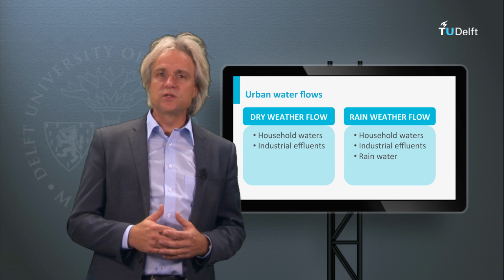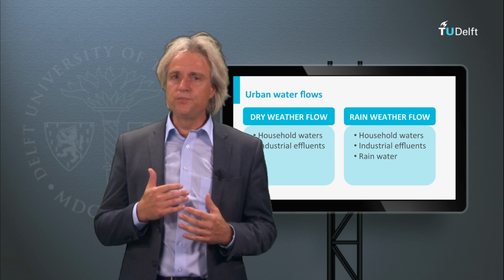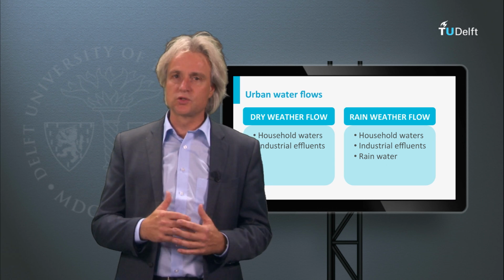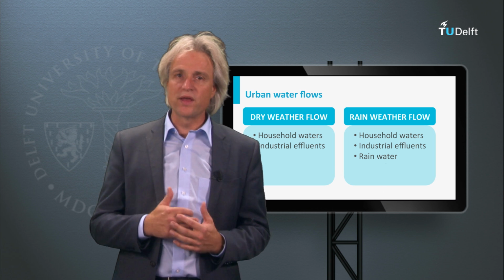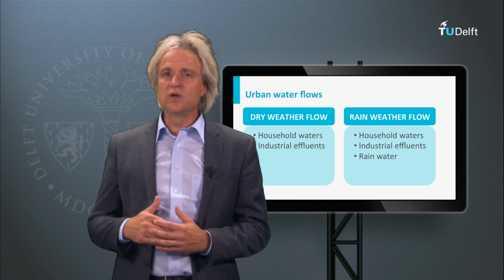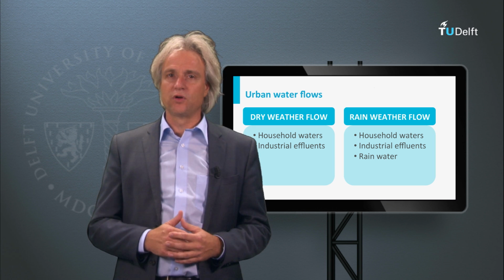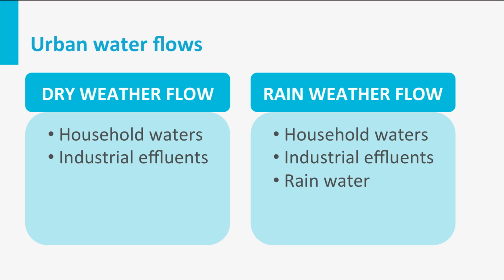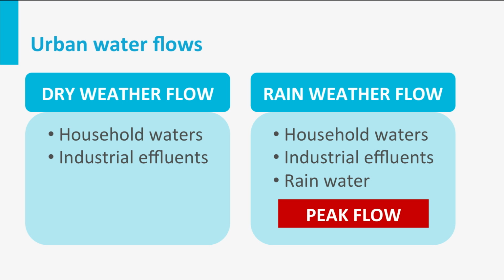The collected sewage at periods without rain, so the purely collected household waters and industrial effluents, we call the dry weather flow, or DWF. The flow during rainy weather is called the rain weather flow, or RWF. The rain weather flow determines the maximum hydraulic load that we can expect to reach the STP, and we therefore call this flow also the peak flow. It may be clear that the rain weather intensity fully determines the extent of this peak flow.